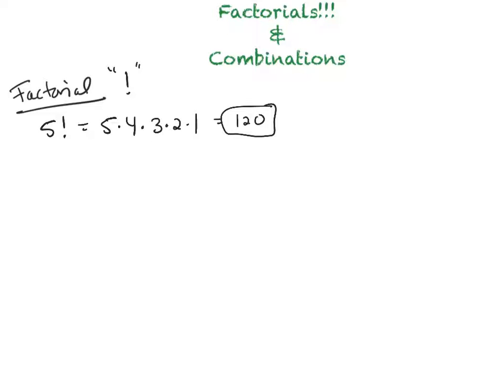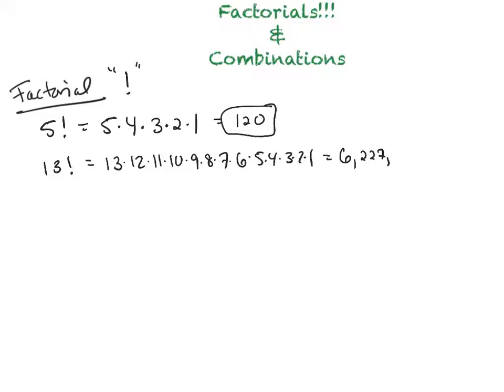Let's do another one. Let's do 13 factorial. So 13 factorial is 13 times 12 times 11 times 10 times 9 times 8 times 7, 6 times 5 times 4 times 3 times 2 times 1. And when you calculate this, it turns out to be 6,227,020,800. So you can tell by that number, factorials get quite big quite quickly.